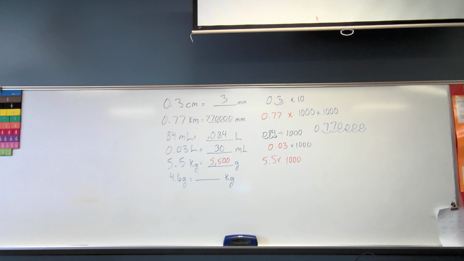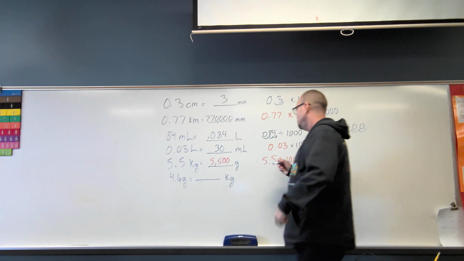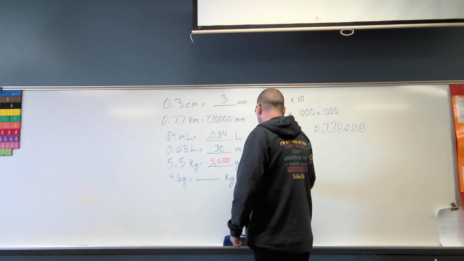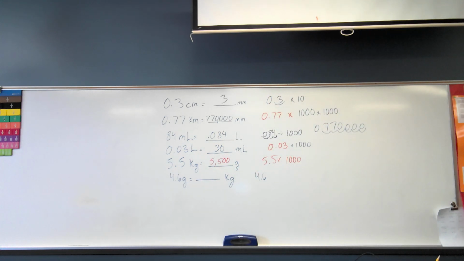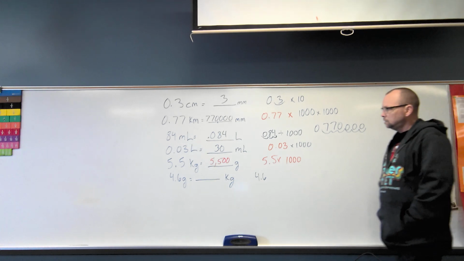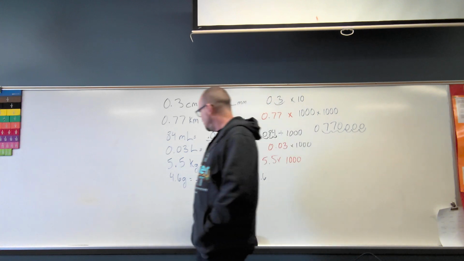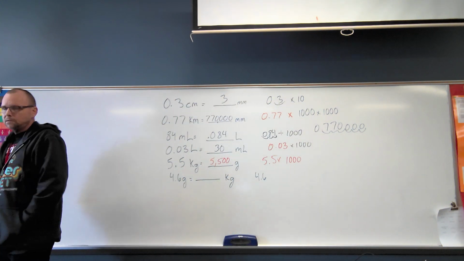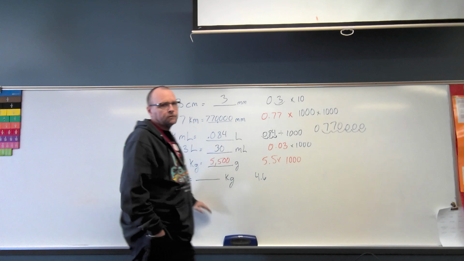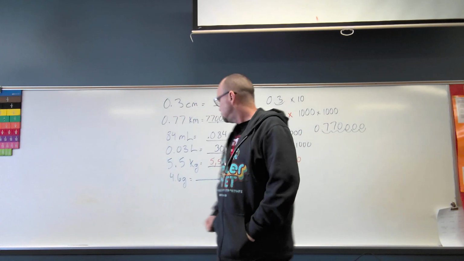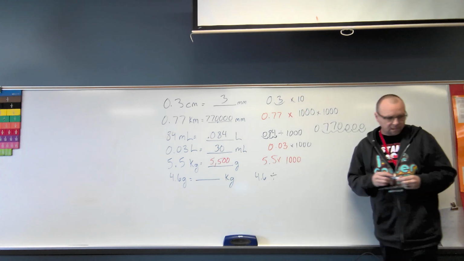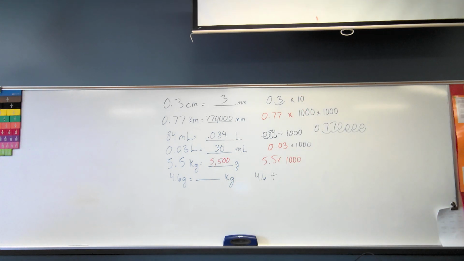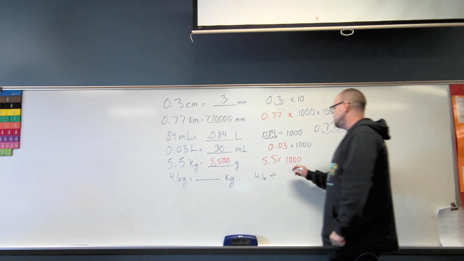I have 4 and 6/10 grams. So I'm going to do something with my 4 and 6/10. Which is bigger, grams or kilograms? Kilograms. Since I'm changing from grams to kilograms, it's division. So I divide it. How many grams in 1 kilogram? 1,000. So I divide it by 1,000.